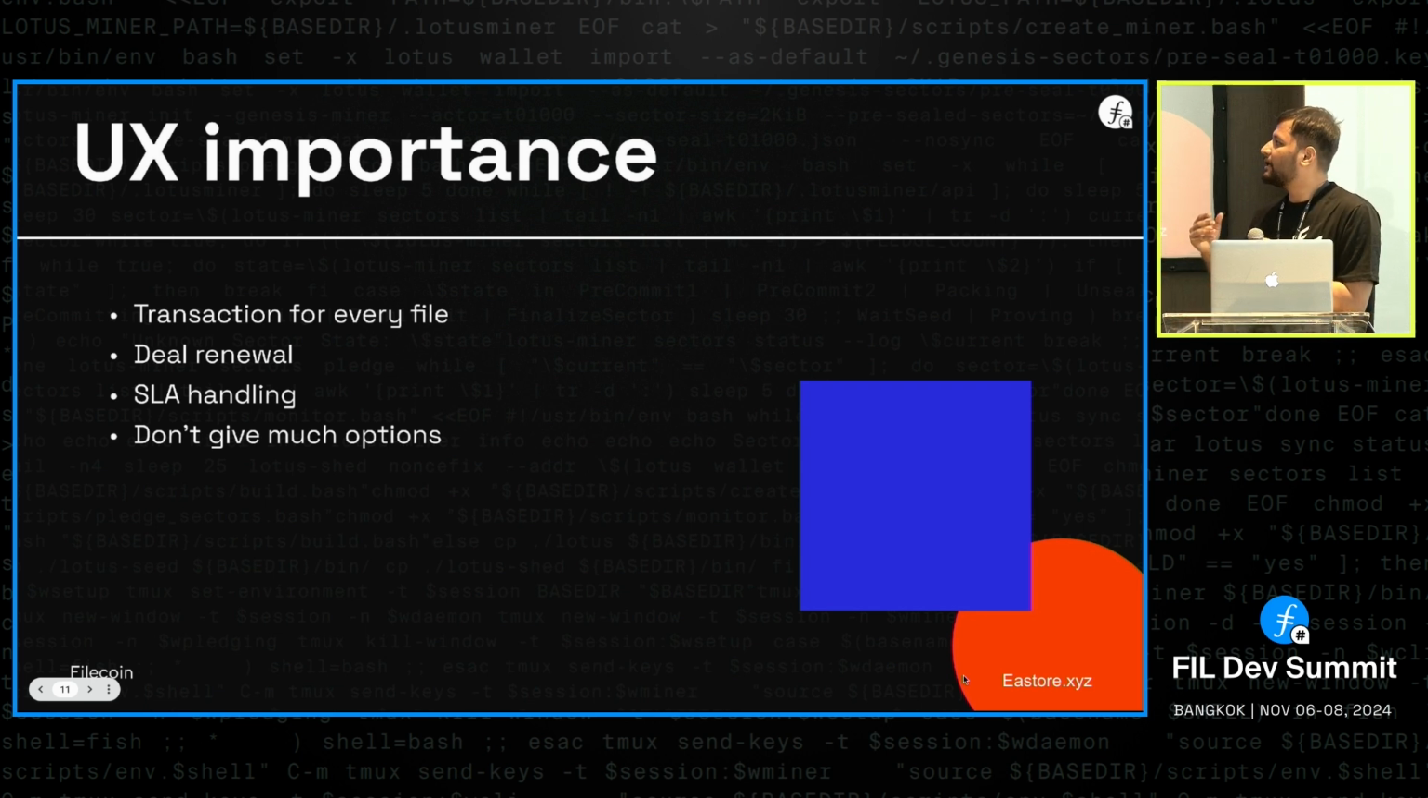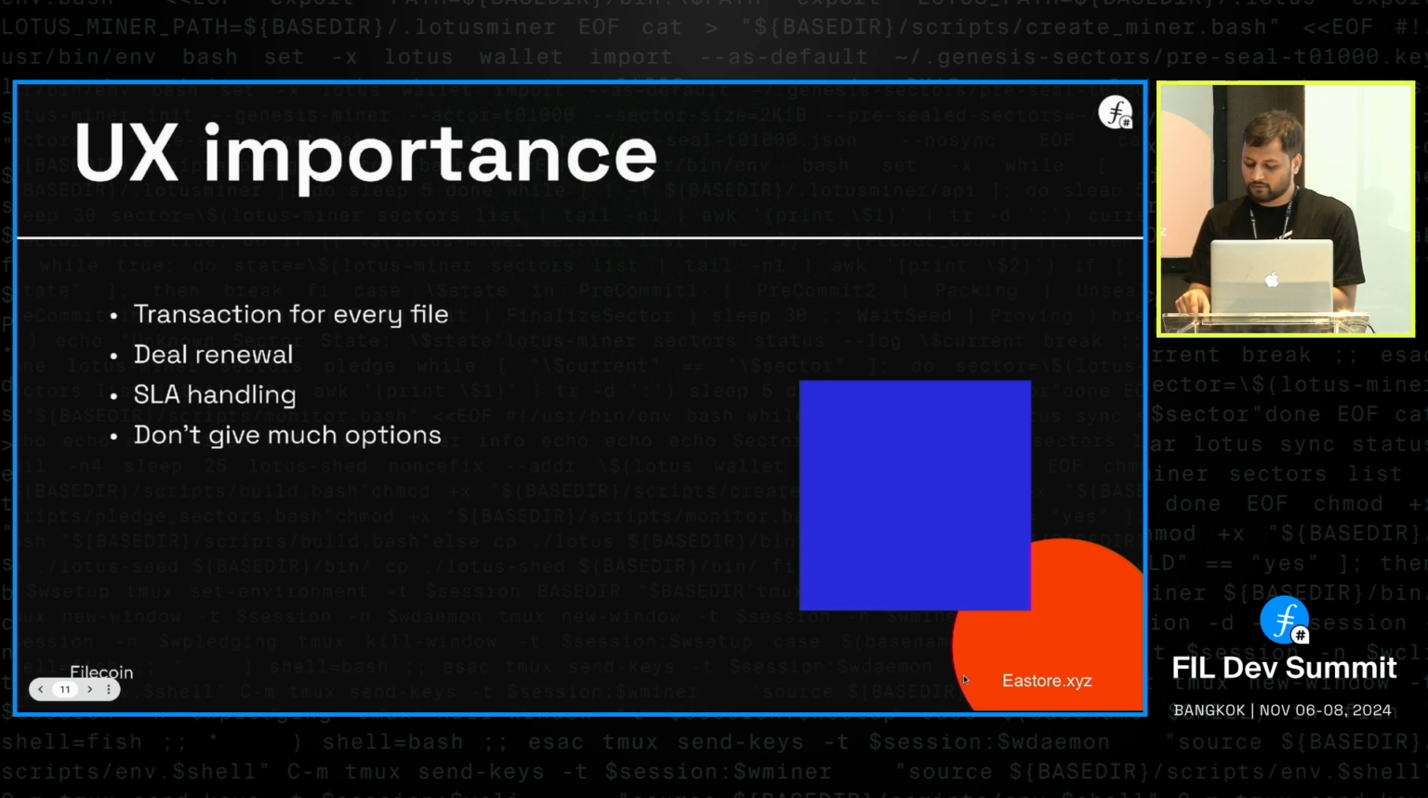For example, having a transaction every time you want to store a file on chain, not so good. There are ways to tackle that. So these are also the problems that we would be looking forward to handle. Now the second thing comes, deal renewal. Since everything is happening automatically, you can choose between 6 months to 3.5 years to store your files, and how to enable deal renewability easily.